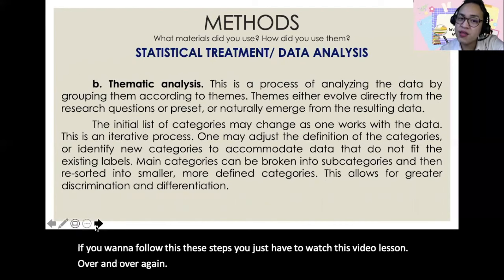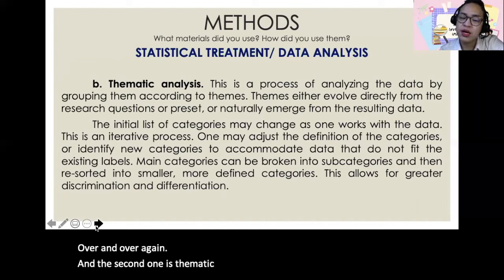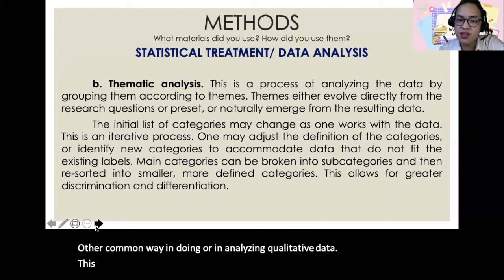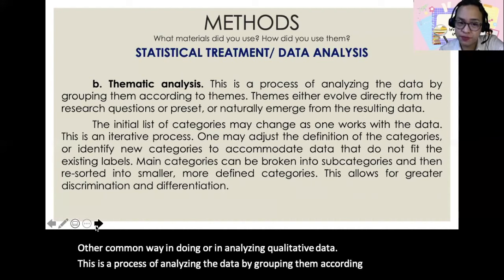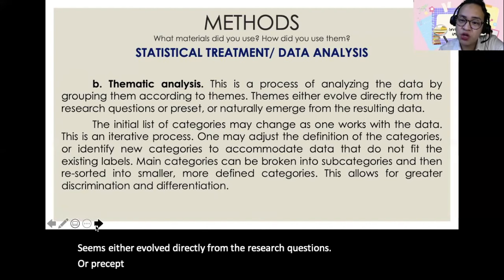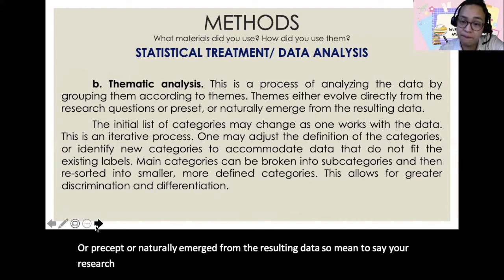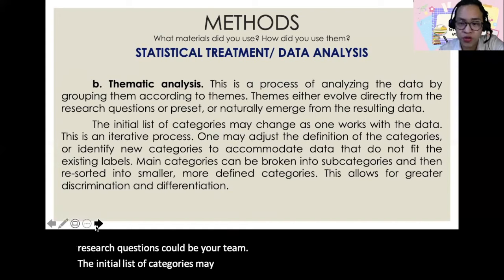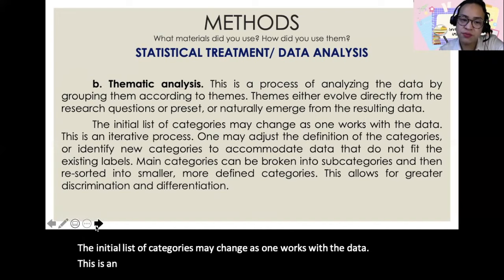And the second one is thematic analysis. Another common way of analyzing qualitative data. This is a process of analyzing the data by grouping them according to themes. Themes either evolve directly from the research questions, or are preset, or naturally emerge from the resulting data. So meaning to say your research questions could be your theme. The initial list of categories may change as one works with the data. This is an iterative process.